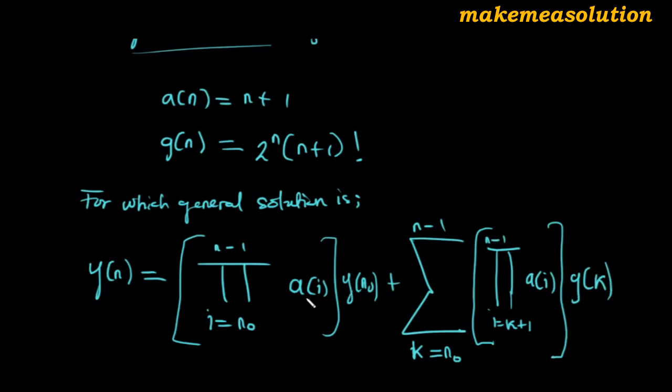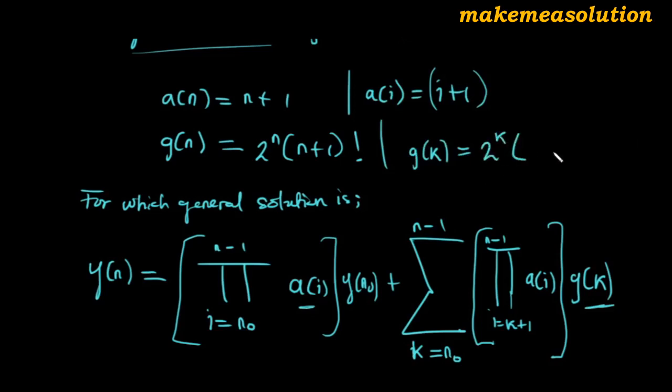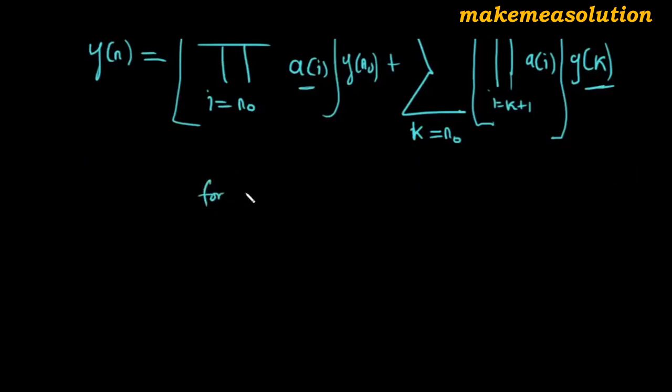So I already have these parameters. So what I want to do is find a of i. a of i will be i plus 1 according to this formula. And I also have to find g of k. So g of k according to this formula will be 2 raised to the power of k, then I now have k plus 1 factorial. Is that okay? So I can now substitute it. I already know my initial condition, which is given to me as y of 0 is equal to c. So for y of 0 equal to c, my n naught is equal to 0.